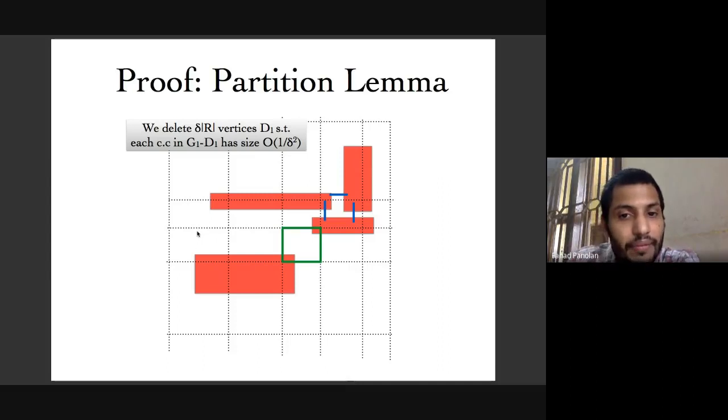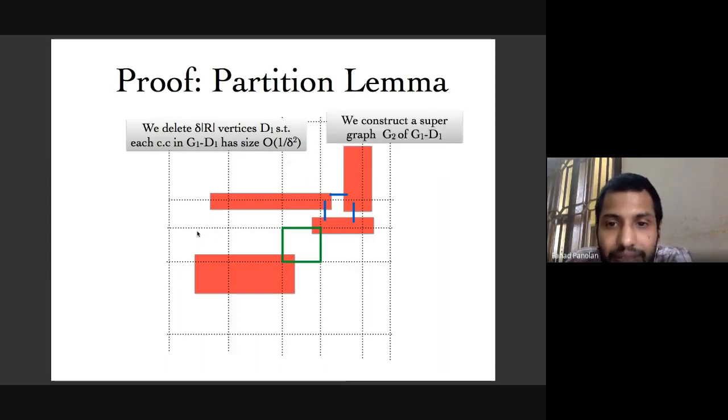So what we do, we again do this procedure, that is, we construct a super graph G2 of G1 minus D1. G1 minus D1 is this graph. I just draw edges of this form. So I know that no other ones intersect. If something is intersecting here, this will not be in a connected component containing this, because it will have an edge here. There will not be anything like this here and here.